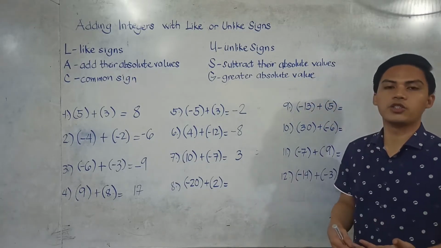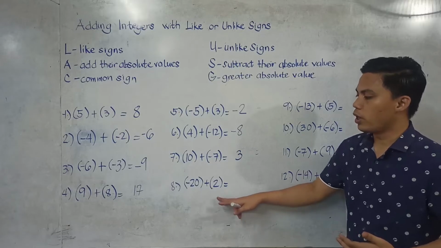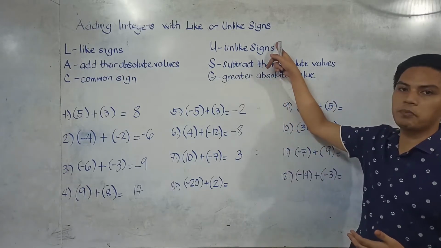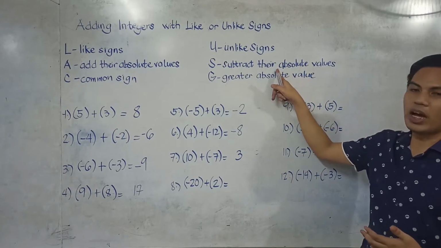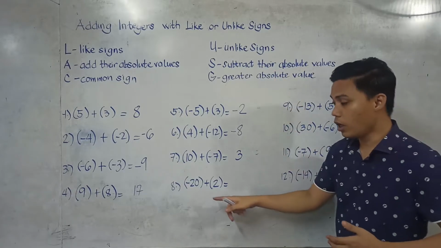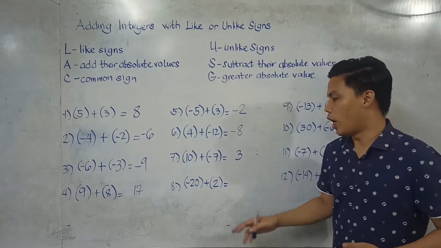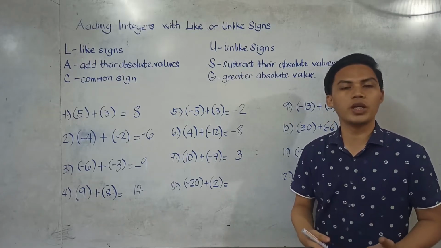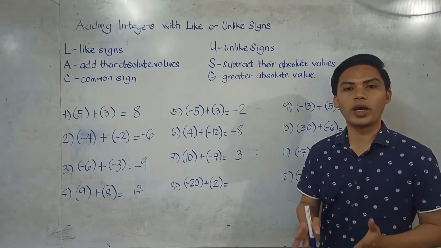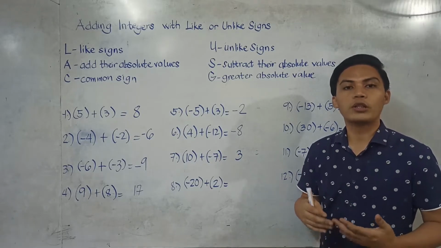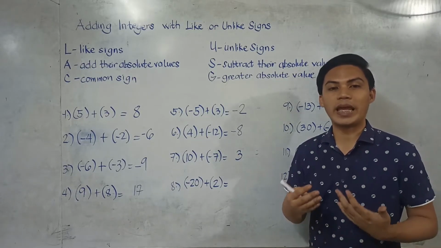How about number 8? So, we have negative 20 plus 2. Unlike signs, so USG pa rin. Unlike signs, subtract their absolute value. Ang absolute value na negative 20 is positive 20. Ang absolute value naman ni positive 2 is 2. So, magiging 20 minus 2. 20 minus 2, you will have 18.